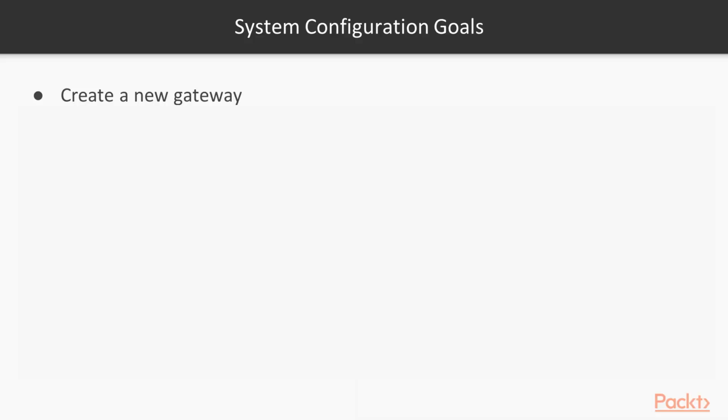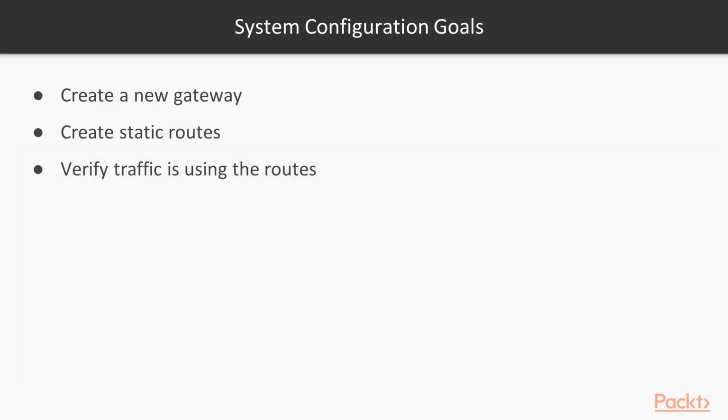We will begin by creating a new gateway that is on our local area network along with our Ubuntu installation, and then we will create two static routes to route traffic away from our default gateway and through the new gateway, and then we will verify that the traffic is actually being passed along those routes rather than going out through the default gateway.